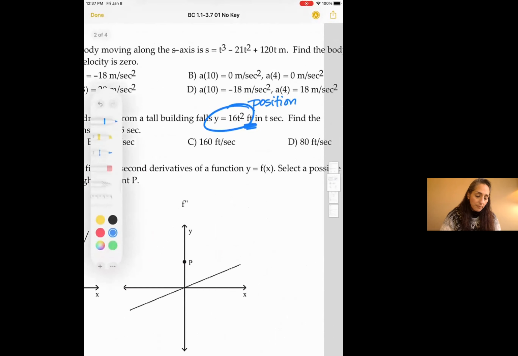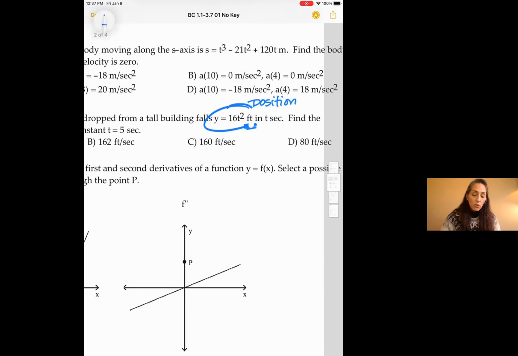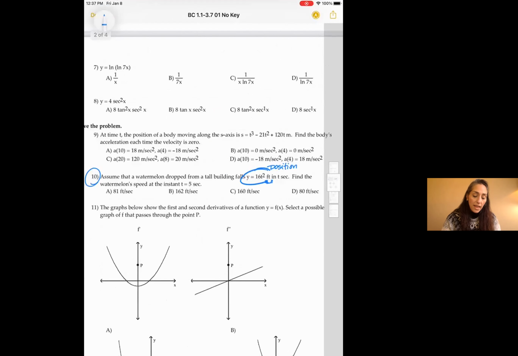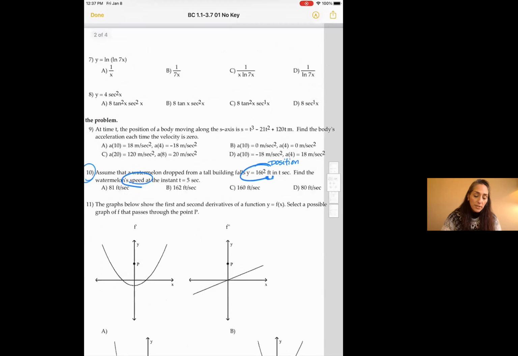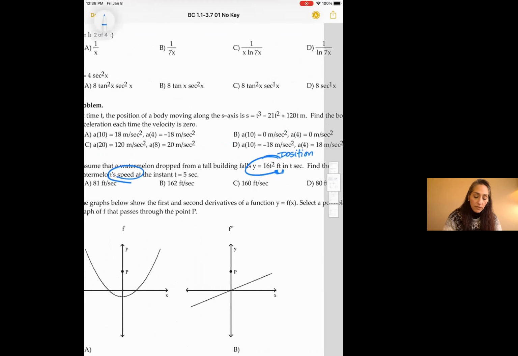It also tells you, I can't see it because I wrote on it, but it says feet. That's another reason you can tell that it's going to be a position function. So if you are looking for its speed, then you're looking for velocity. If you have a position function and you have to find the velocity, you're going to take the derivative. So if y equals 16t squared, then dy/dx is going to be 32t.